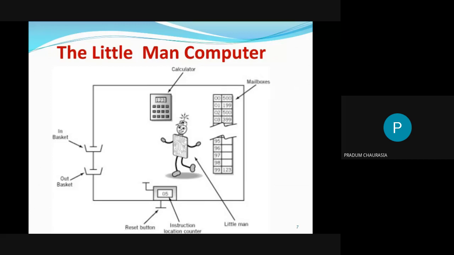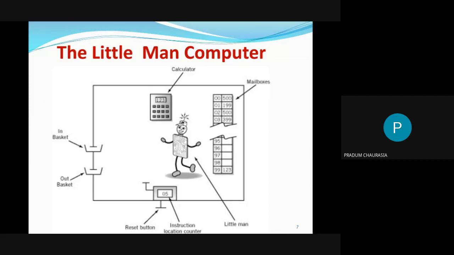But the little man has another switch. When he presses that switch, the value in the instruction counter will be incremented, so the count will be increased by 1. So this is the overall thing: the little man, calculator, mailbox, in basket, out basket, and reset button.